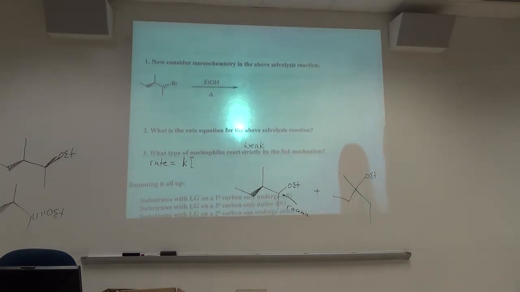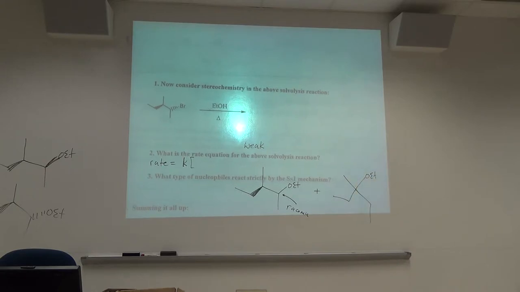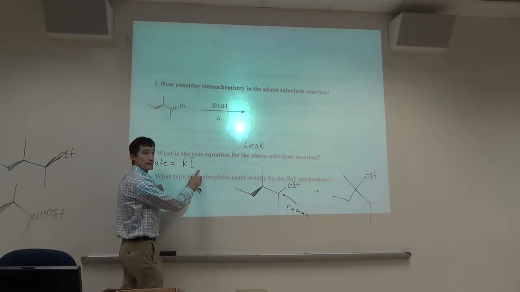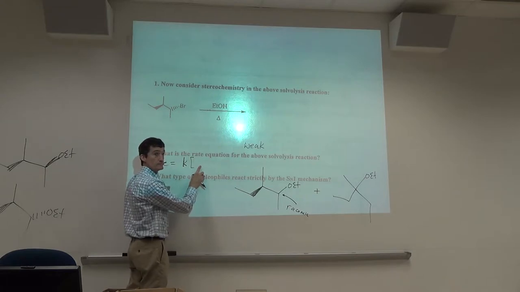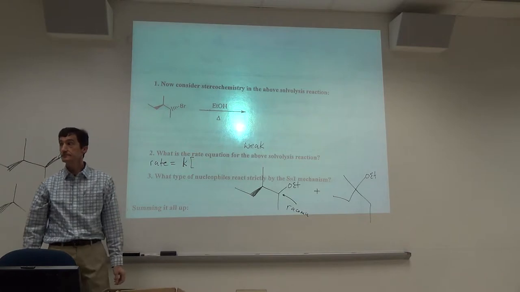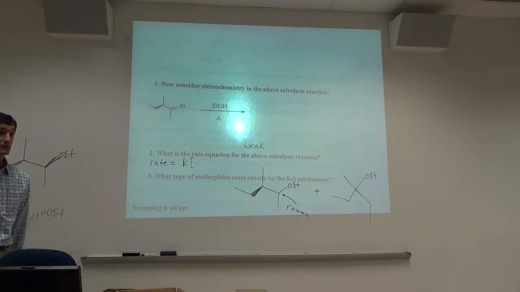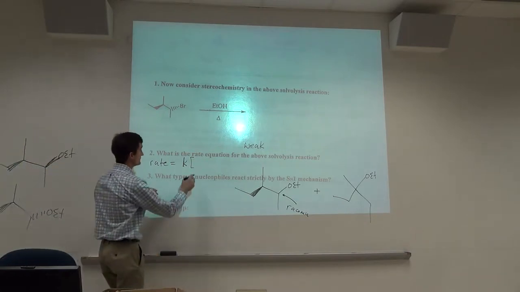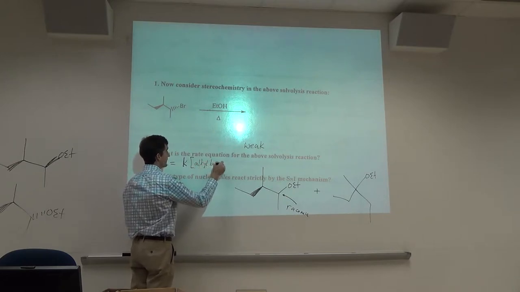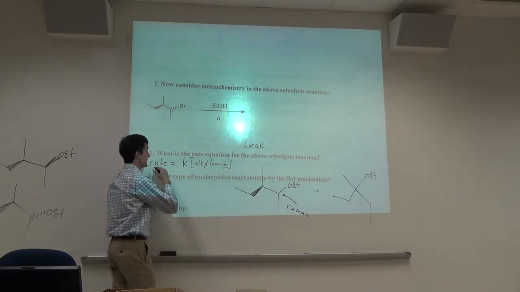Anybody figure out the rate equation? Concentration of the reactants. Which reactant? Is it SN1 or SN2? SN1. That means there's one molecule involved in the rate determining step. Which one is it? Alkyl bromide. That's it. It's SN1.